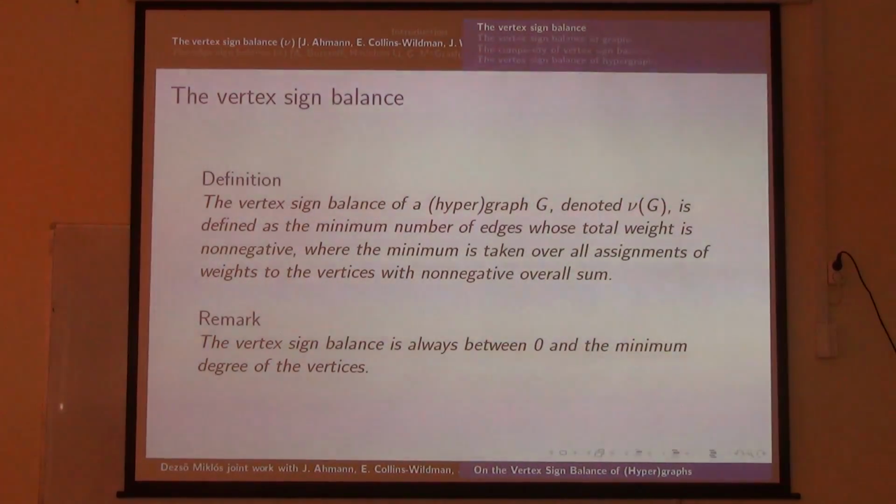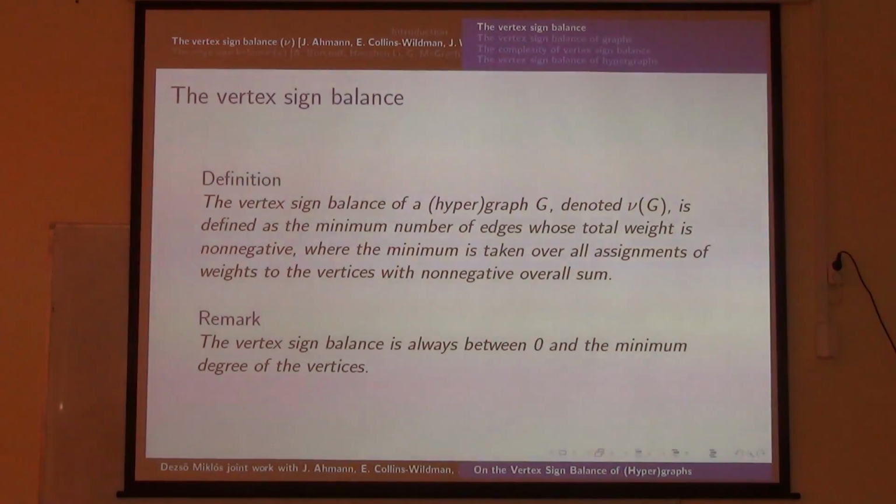So the vertex sign balance of the hypergraph, as I just mentioned, is this parameter. You assign all possible weights to the vertices. The sum should be non-negative. And over all the assignments you consider the positive edges, and take the minimum number of these positive edges. By the previous lemma it is clearly bounded above by the minimum degree, and it can be as low as 0.